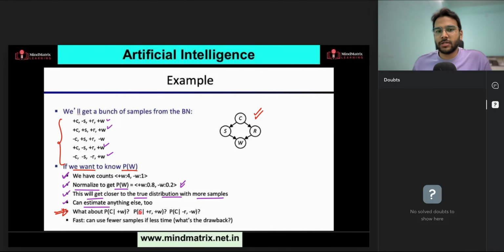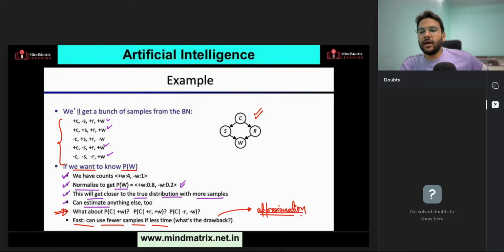Because now you have conditions. Some evidence, some condition is already given to you, correct? So when some condition is given, you cannot use prior sampling. But prior sampling is quite fast and can use fewer samples if time is less. What is the drawback? It obviously cannot answer questions where some evidence is given, and you are basically doing approximation. Is this clear? Any doubt, anyone?